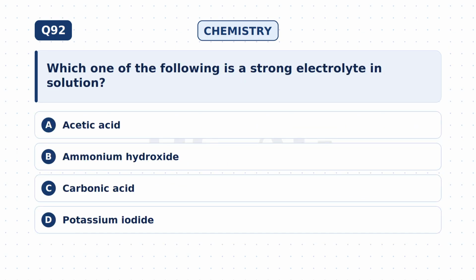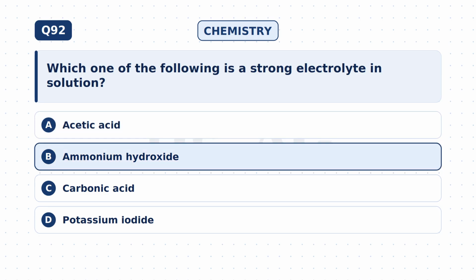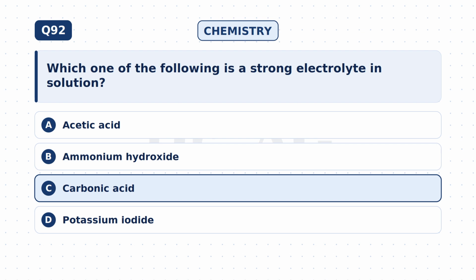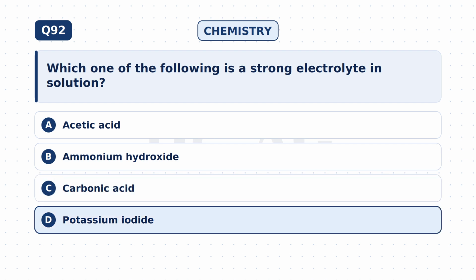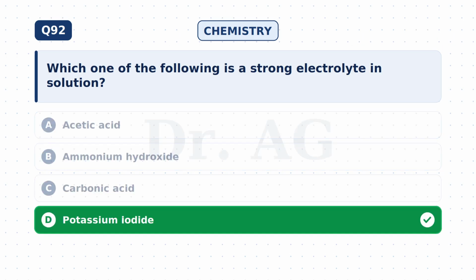Question 92. Which one of the following is a strong electrolyte in solution? Option A, acetic acid. Option B, ammonium hydroxide. Option C, carbonic acid. Option D, potassium iodide. The correct answer is D, potassium iodide.